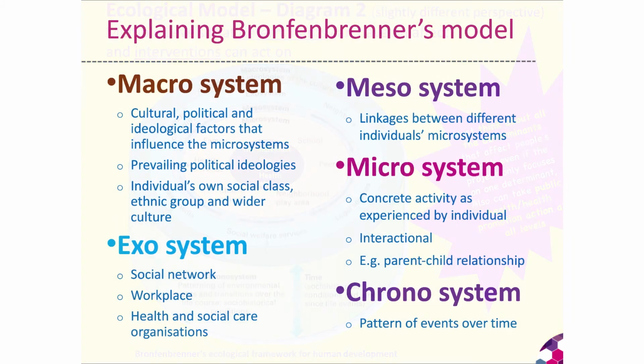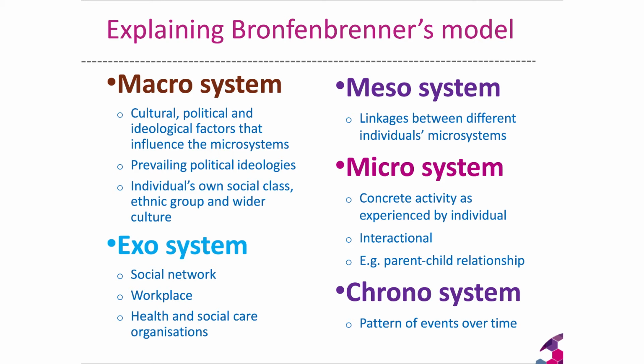So how do we use this kind of model? Well, before we do that, let's just have a look at explaining Bronfenbrenner's model, and that is the macrosystem is the cultural, political and ideological factors that influence the microsystem, the person and their relationships at the very local level. It includes prevailing political ideologies in terms of what politics is seen as normal and what is not seen as normal. It also includes individuals' own social class, ethnic group and the wider culture.